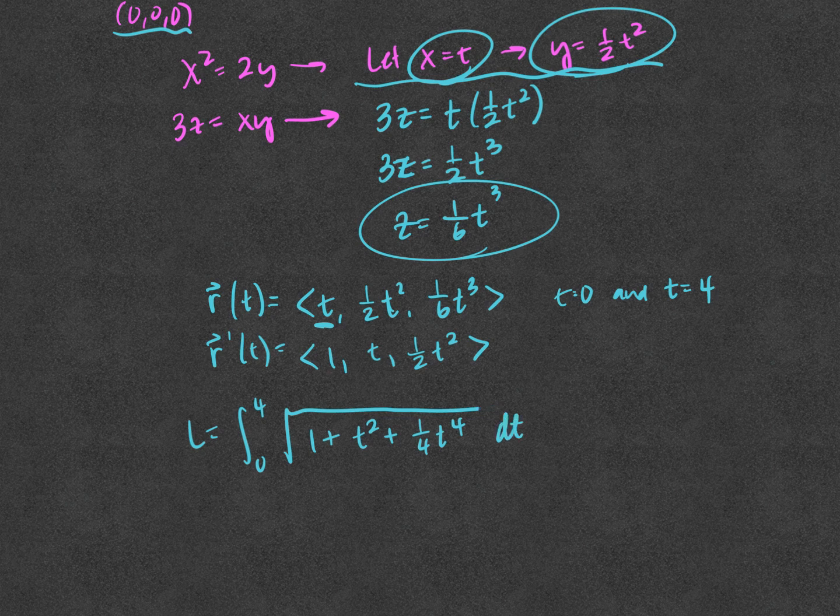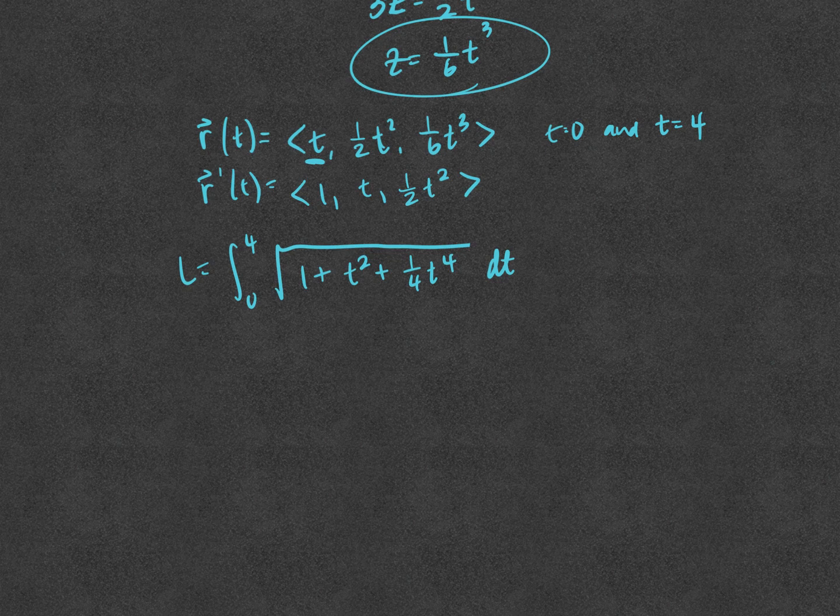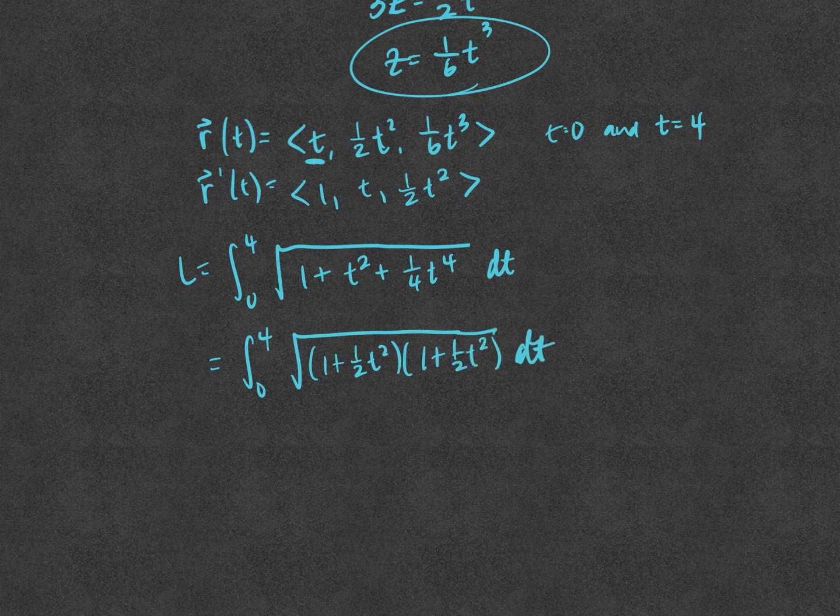Now it says an exact length, so that means you can't use a decimal, you can't use your calculator, but this factors pretty. It factors into 1 plus 1/2 t squared times 1 plus 1/2 t squared, dt. Now I know I didn't have to write it twice, I could have written it once with the squared, but some of you will see it better this way. Then the squared and the square root cancel, so we have the integral from 0 to 4, 1 plus 1/2 t squared with respect to t.